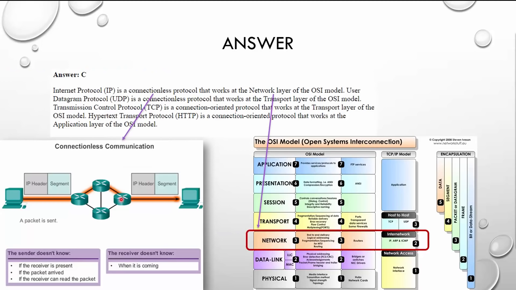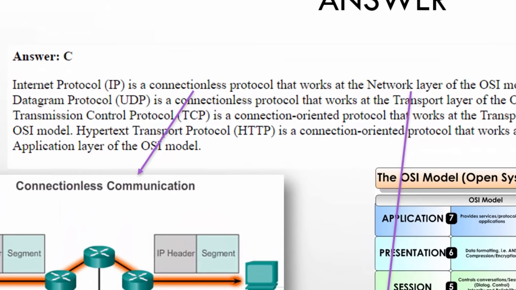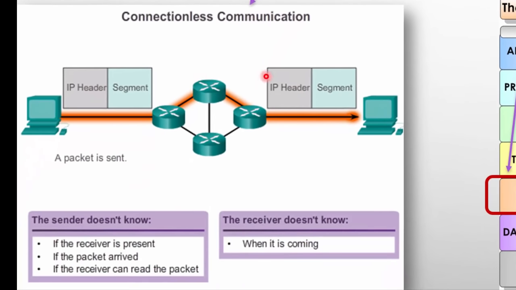The answer to this question is IP. IP is at the network layer. It is a connectionless model. Notice over here the Cisco graphic. It shows that if I'm using IP and I'm the sender, I don't know if the receiver is present. I don't know if the packet arrived, or if the receiver can even read the packet. And on the receiver side, it never knows when it's coming. So IP is connectionless.